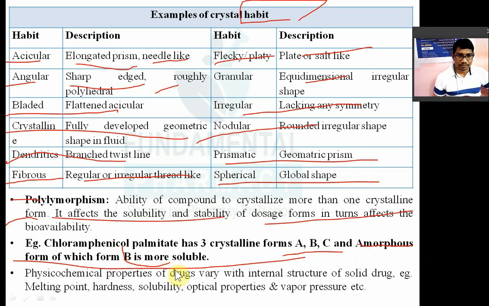Now, physicochemical properties of a drug vary with the internal structure of a solid drug. Example, melting point can change if the internal structure changes. Then hardness, solubility, optical properties, vapor pressure can also vary with the internal structure of the drug. That's why we have to study polymorphism.